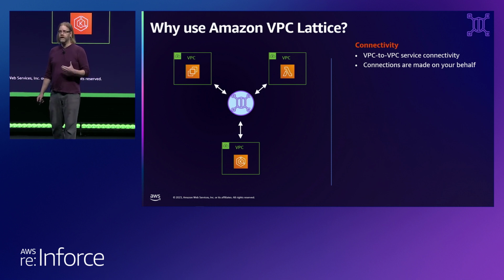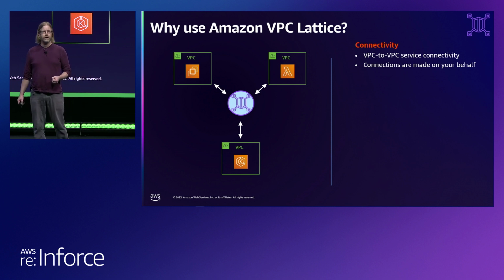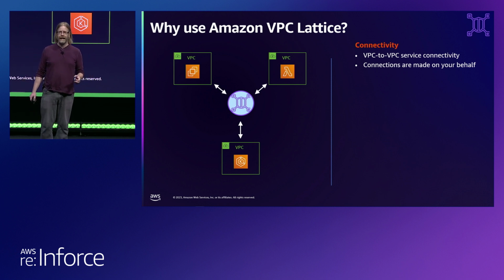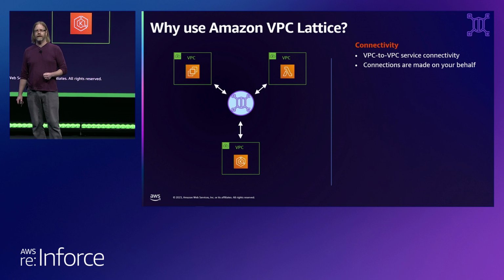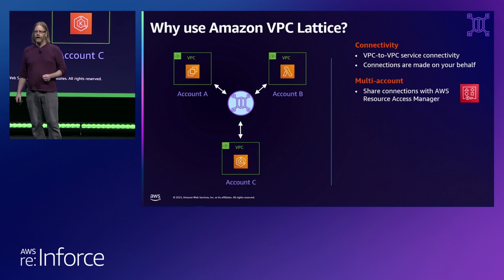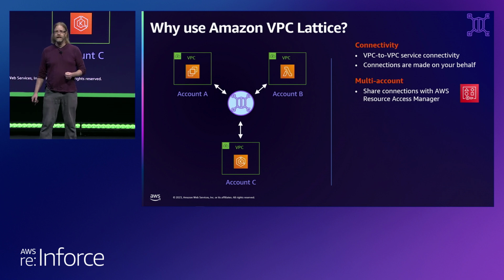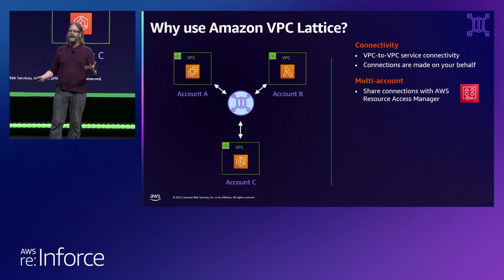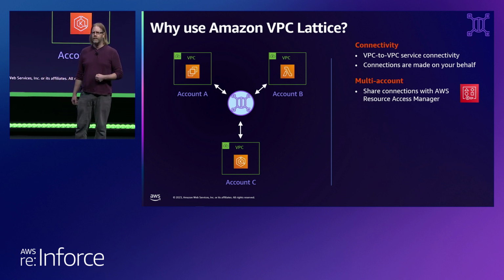It doesn't go through Transit Gateway. It doesn't go through your VPC peering. It actually goes through Lattice instead. It's also multi-account, as I mentioned. I have here account A, B, and C. This will allow you to bring in different parts or different elements of your business, different lines of business, depending on how you've separated things out.